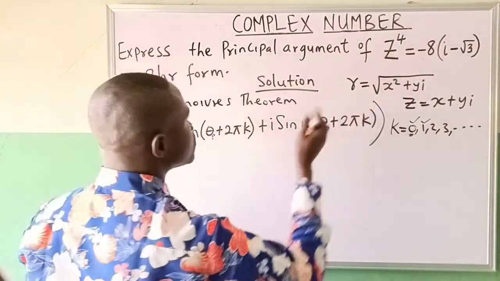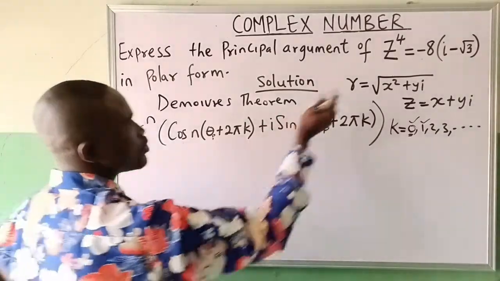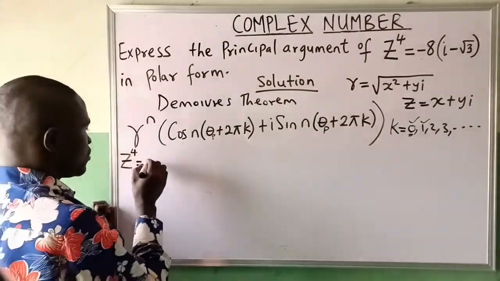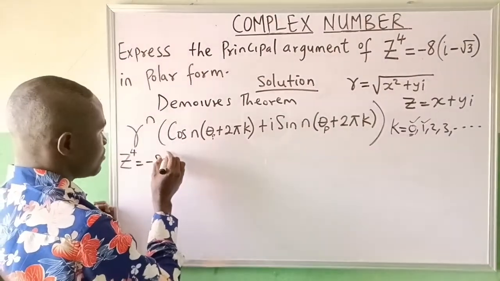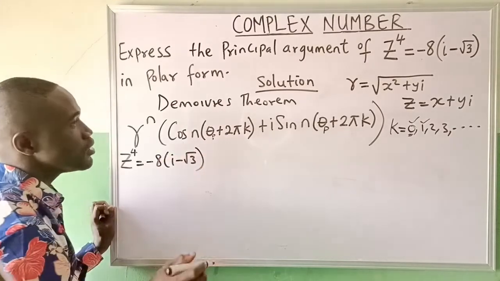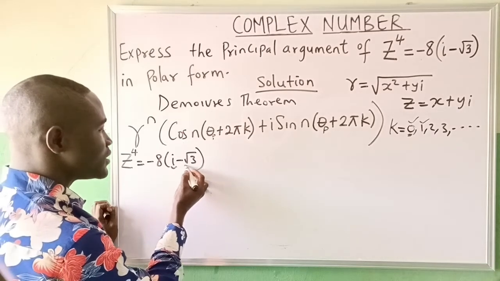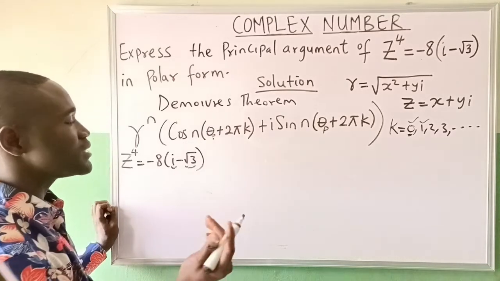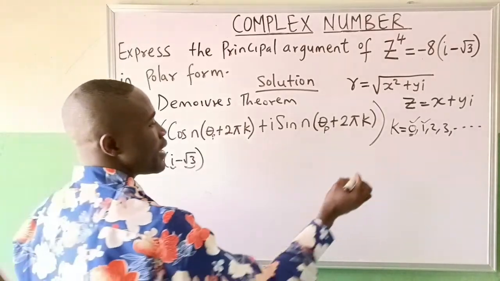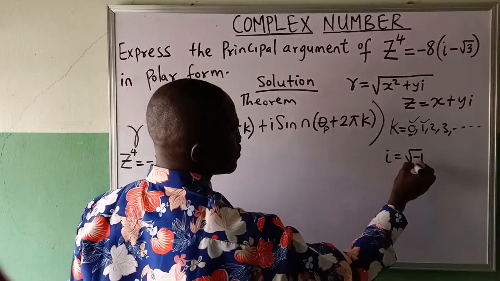Okay, let's solve the question. We say z raised to power 4 equals minus 8 bracket i minus root 3. In this number, this is the imaginary part and this is the real part. The real part is the part that does not have i. In complex number, i simply means square root of minus 1.